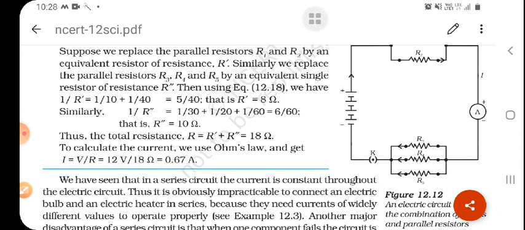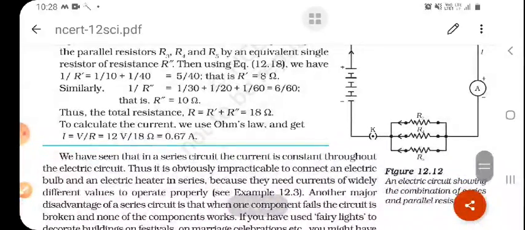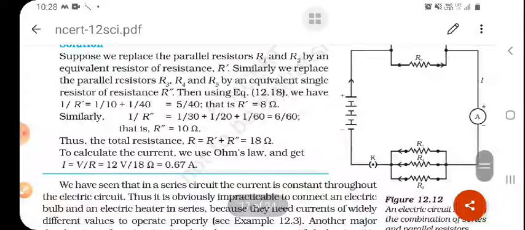1 upon R dash is equal to 1 upon R1 plus 1 upon R2, and 1 upon R double dash is equal to 1 upon R3 plus 1 upon R4 plus 1 upon R5. So 1 upon R dash and 1 upon R double dash are shown here, and when connected in parallel, they add in the inverse form.